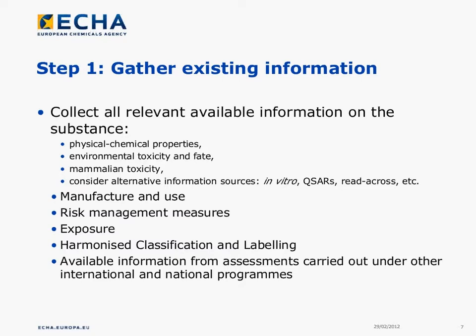You will need to get information on the manufacture and use of the substance, the risk management measures that are in place for the substance, what the exposure is to the substance under certain circumstances, and the classification and labeling, particularly if the substance has a harmonized classification and labeling. You should also bring into consideration available information from assessments carried out under other international and national programs. So the whole of this information package can be important in determining how you proceed and how you move forward.